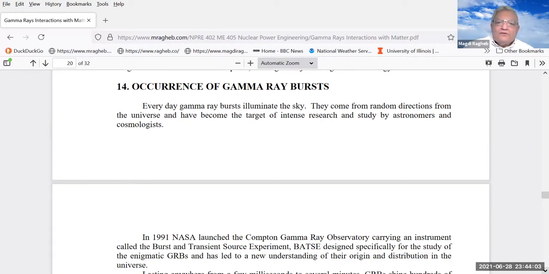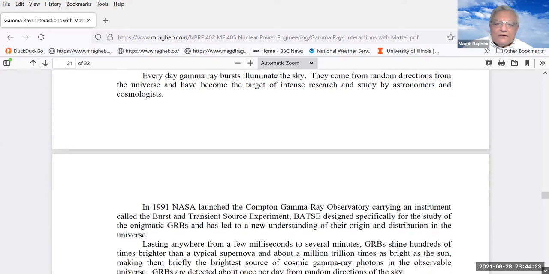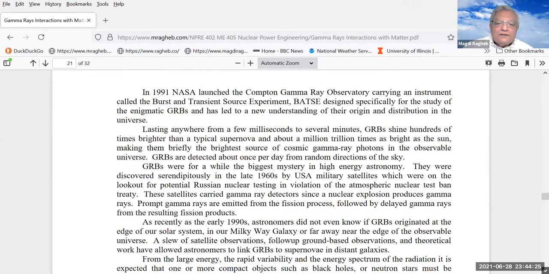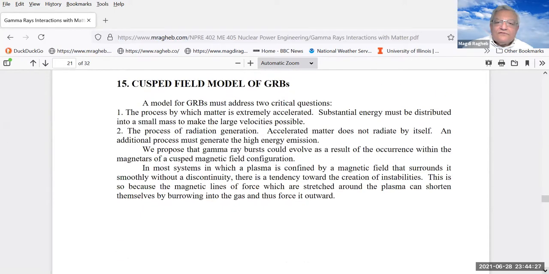How does a gamma ray burst happen? Basically every day, we can see some of those gamma ray bursts illuminate the sky. And they come from random directions in the universe and have become the target of intense research and study by both cosmologists and astronomers in general. How do these gamma rays burst? There are different models for it.